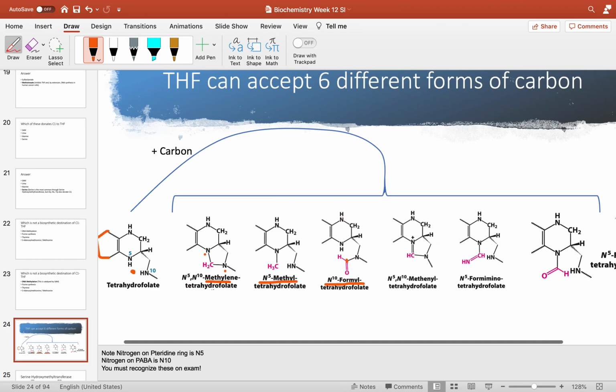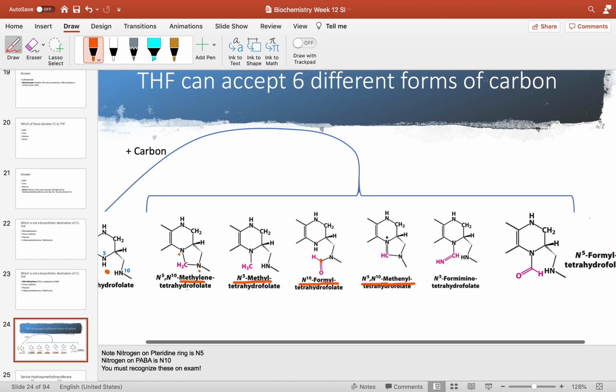Over here, we have something weird. So before we saw CH2, and we saw CH3, but here we just see CH. So this is called methenyl. So make sure you guys keep this in order because it can get confusing. So methylene, methyl, methenyl. They're all very different. So in this case, there's only one hydrogen, and there's a double bond to N5 and a single bond to N10. So it's N5, N10, methenyl.